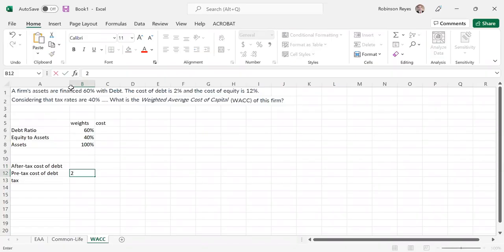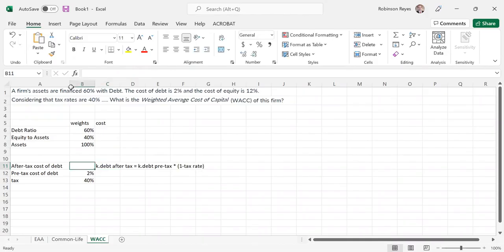If the pre-tax cost of debt, which we are given here in this question, is 2%, and the taxes are 40%, then the after-tax cost of debt, and I will write the formula here, will be equal to the cost of debt pre-tax multiplied by 1 minus the tax rate. And I'm just writing it as intuitively as possible so anybody reading it can understand that. So after-tax cost of debt is 2% multiplied by 1 minus that 40%, and there we go, it's 1.2%.